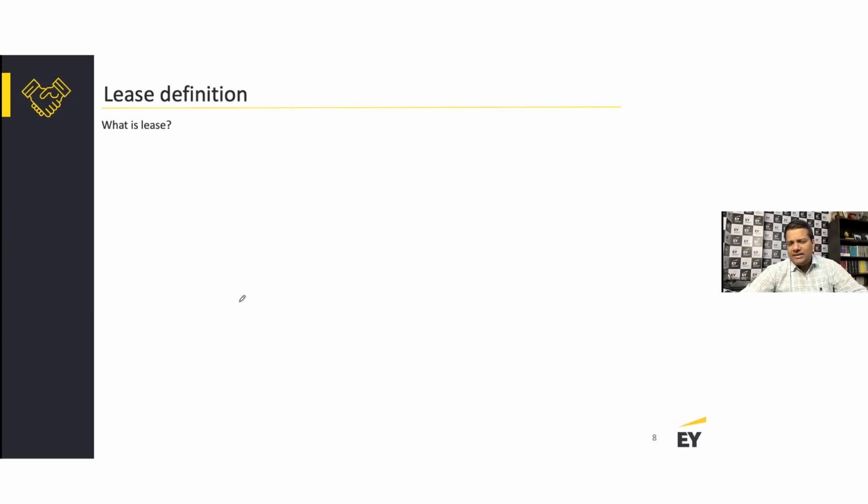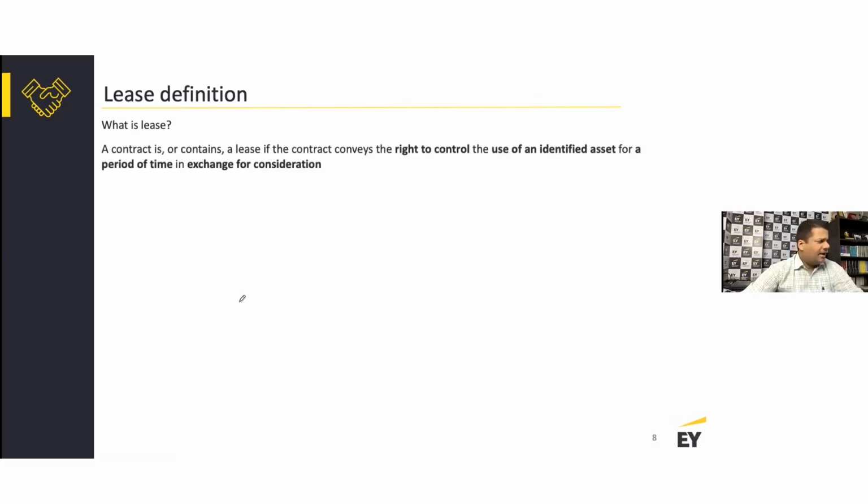I think that's one big difference, and there is no automatic transfer of title also at the end of the lease term. So we will try and understand the definition of lease. A lease is something which is a contract, right? It has to be a contract between two counterparties.